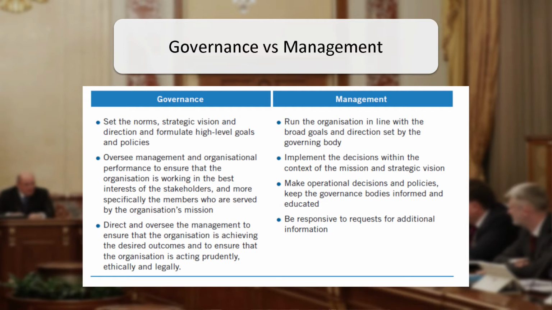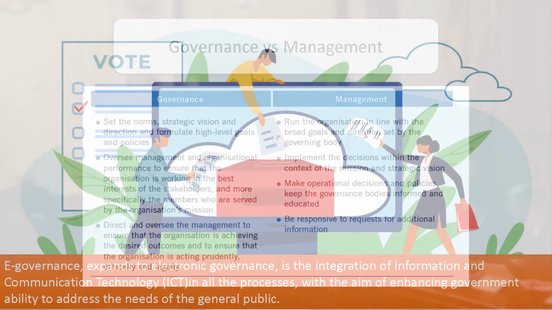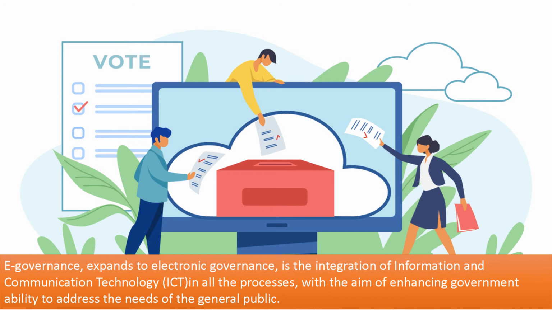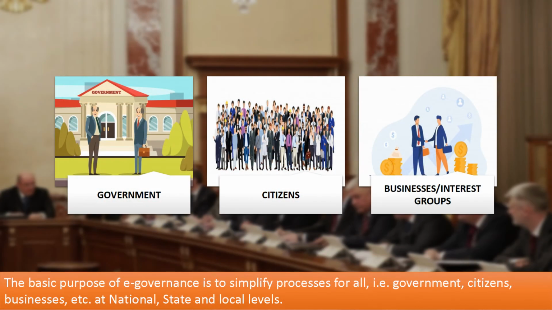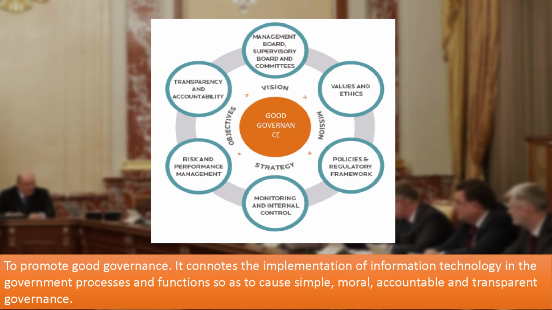Now, there is a great purpose of e-governance. E-governance, which expands to electronic governance, is the integration of ICT in all the processes with the aim of enhancing government's ability to address the needs of the general public. The basic purpose of e-governance is to simplify processes for all, that is government, citizens and business, at national, state and local levels. Promote good governance. It connotes the implementation of information technology in government processes and functions so as to cause simple, moral, accountable and transparent governments. To provide access to government services, dissemination of information, and communication in a quick and efficient manner.